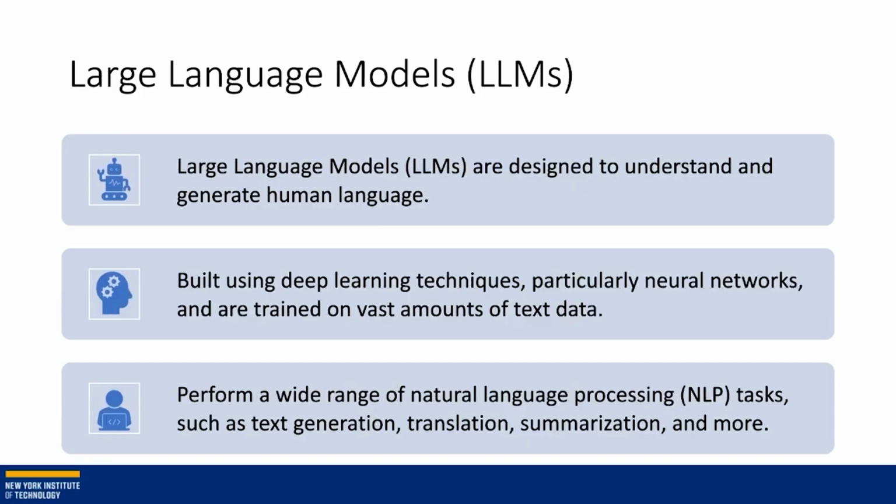So, large language models are designed to understand and generate human language. They're built using deep learning techniques, particularly neural networks, and are trained on vast amounts of text data. So, they are able to perform a wide range of natural language processing, or NLP, tasks, such as text generation, translation, summarization, and more.